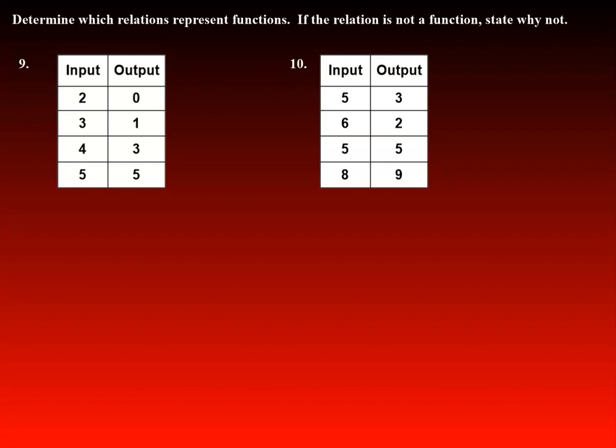Nine. So this time we're going to do the same thing, but this time with the tables. So again, you're looking at inputs going to one output. The way you can tell if the input goes to more than one output is if the input repeats a number. If we look here, none of the numbers repeat, so this is a function. So go ahead and pause it and try number 10.